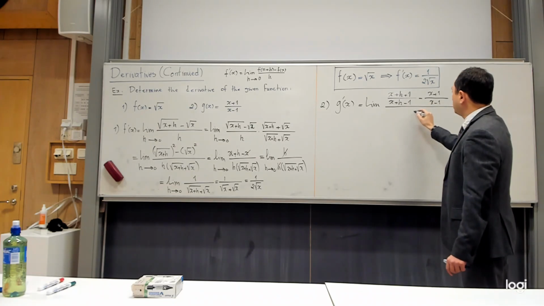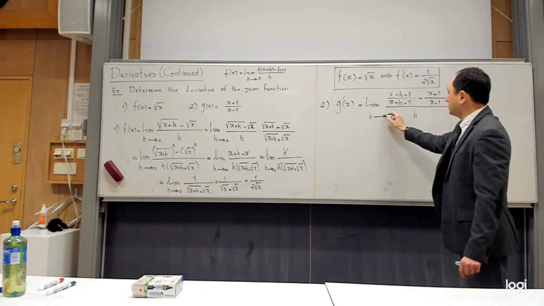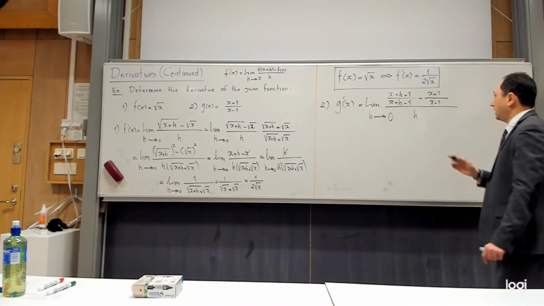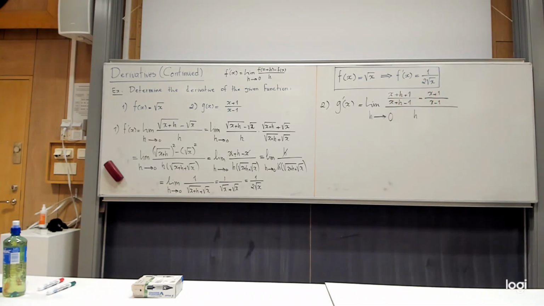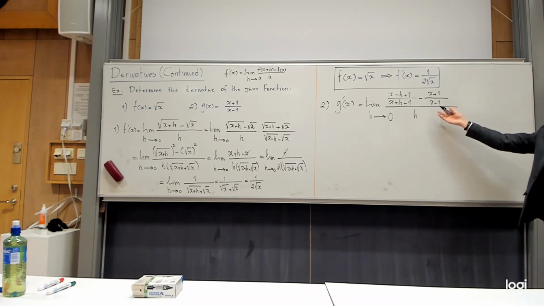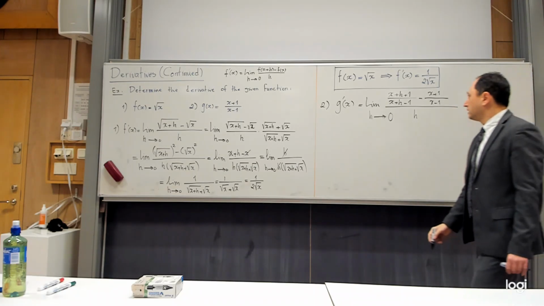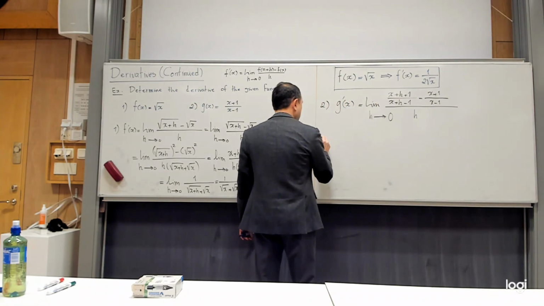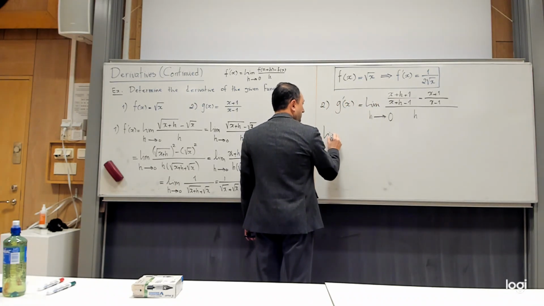And then divided by h, as h goes to 0. So the goal is to calculate this limit. And of course, as usual, you have to start simplifying the expression here. So what is your suggestion to simplify that? Let us do it a little bit fast, yes?